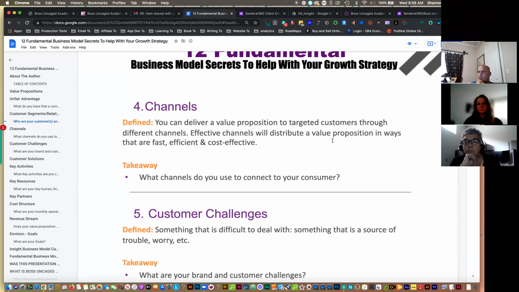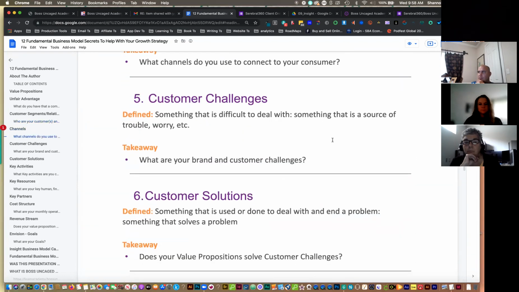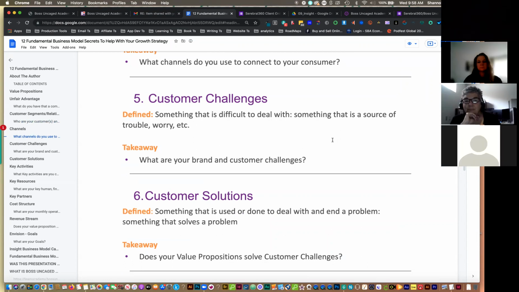Next would be the customer challenges, which obviously, everyone in this group, we are trying to solve problems for our customers. So if you could identify in a sentence what that customer challenge is, and then what your value proposition associated to that problem is, then you'll be able to move into number 6, which is the solution.